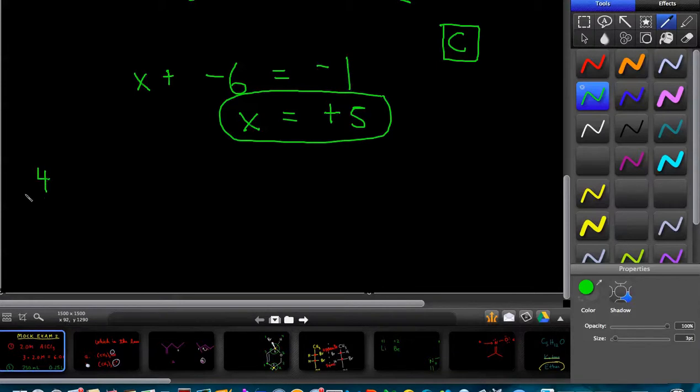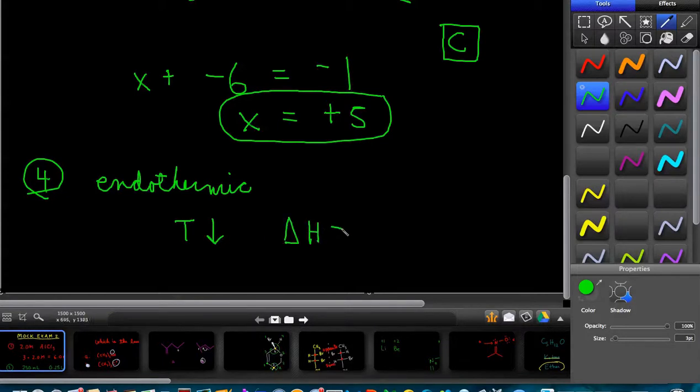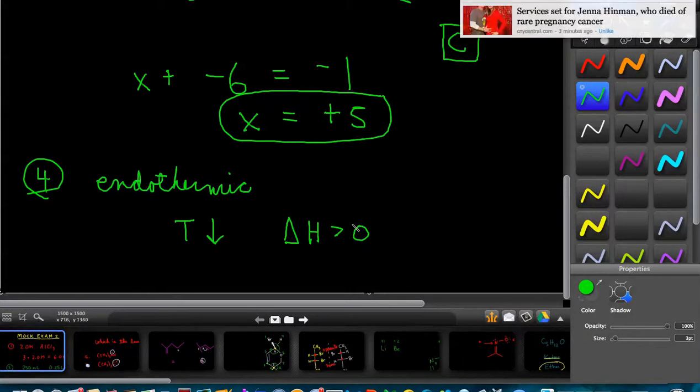Number 4. We're going to dissolve ammonium chloride. It is endothermic. So we know 2 things because it's endothermic. Number 1, the temperature is going to go down. And number 2, the delta H is greater than 0. So we can eliminate answer choices A and B. We can eliminate answer choice C. The credited response will be choice D.